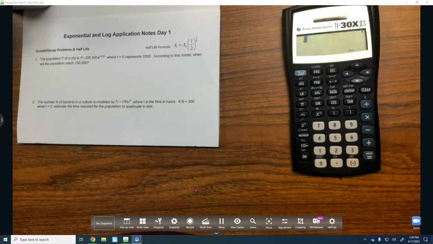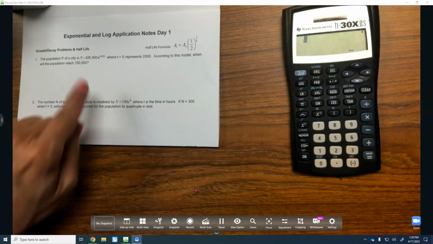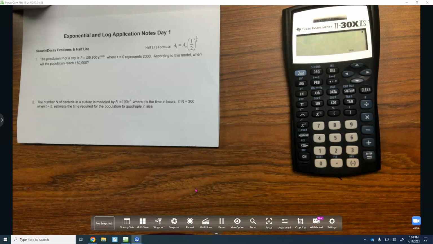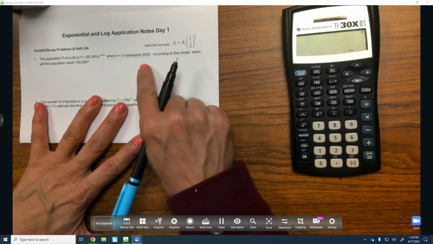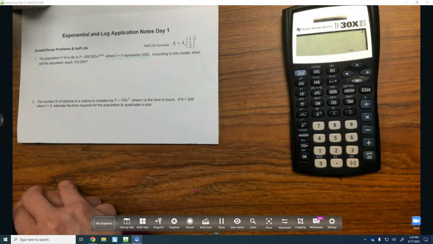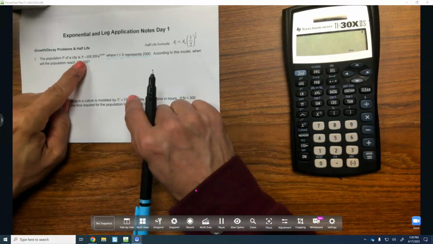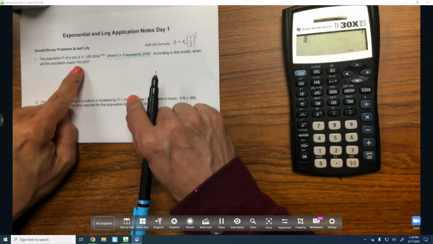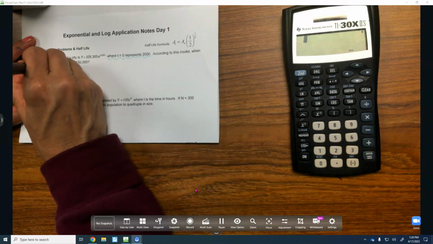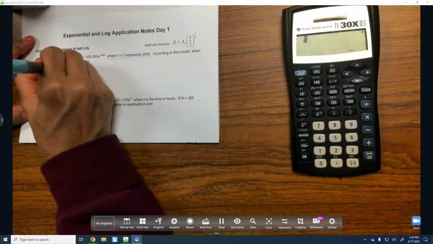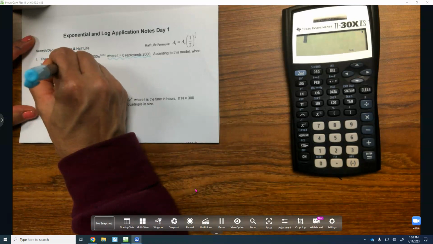So for example, on problem number 1, we know the population of a city is modeled by that exponential function where t represents 0 from 2000. So again, in reference to 2000 is pretty important. According to this model, when will the population reach 150,000? So P is the population, so we're going to substitute in 150,000 for P. So let's go ahead and get started here and see what we need to do next.